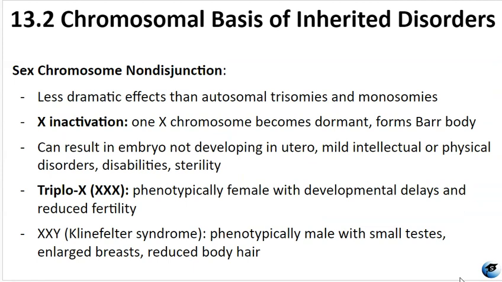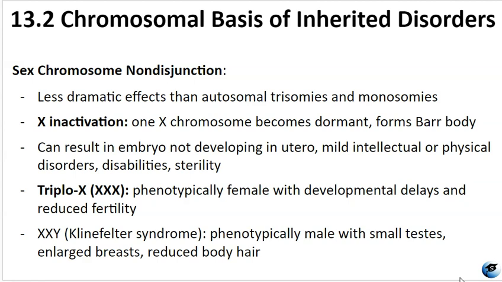Variations in the number of sex chromosomes have relatively mild effects as compared to those we've seen for autosomes. So X inactivation, this is a molecular process in female mammal embryos, where 1 X chromosome in each cell becomes dormant and forms what is known as a bar body. This can occur randomly, but females can compensate for it sometimes with their other X chromosome. But if there is no X chromosome present at all, the offspring are not going to develop in utero.